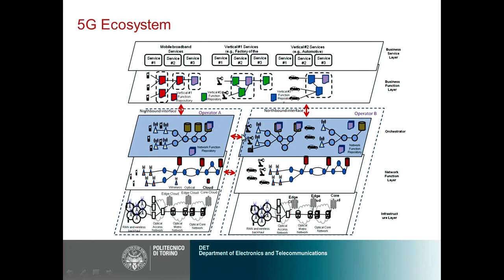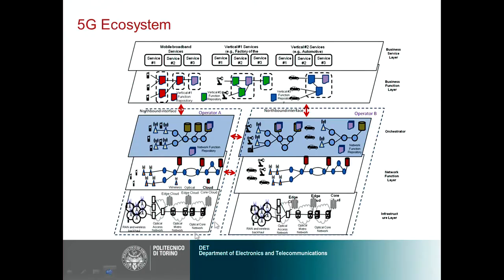What 5G also envisions is a collaboration between operators, the so-called multi-tenancy. So operators may have a specialty for some virtual functions, and they may lend some of their virtual functions to other operators if they need a specific use. This is why we have these red arrows between operators' domains.